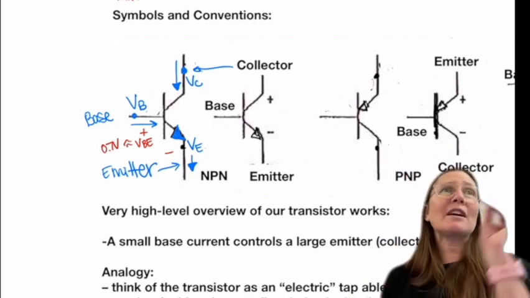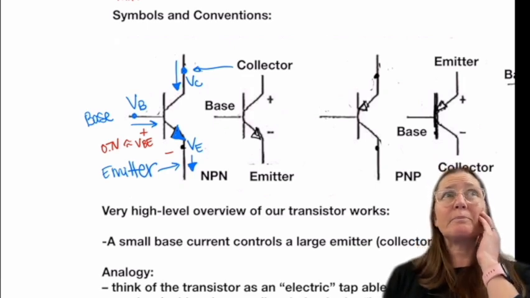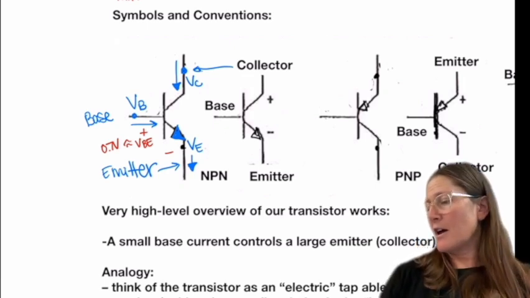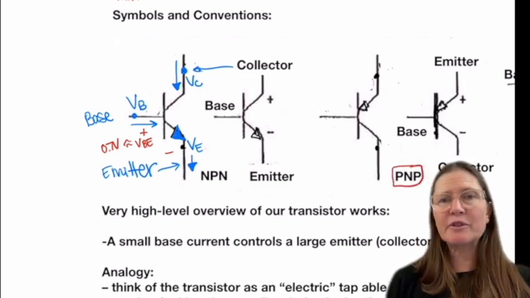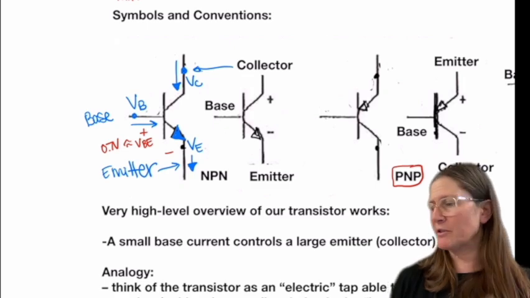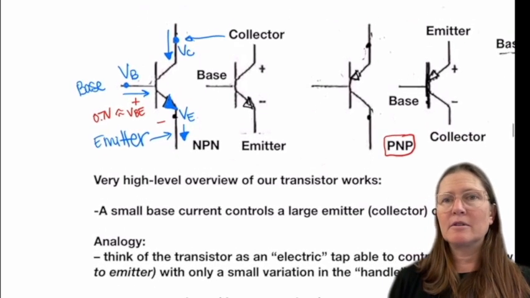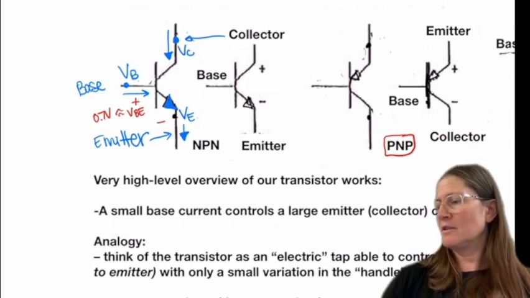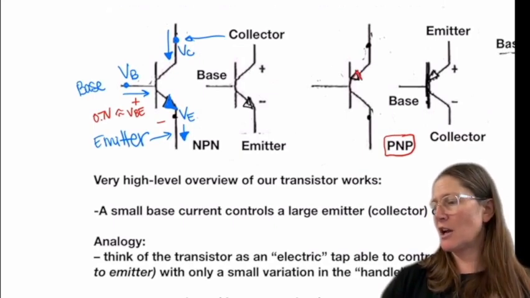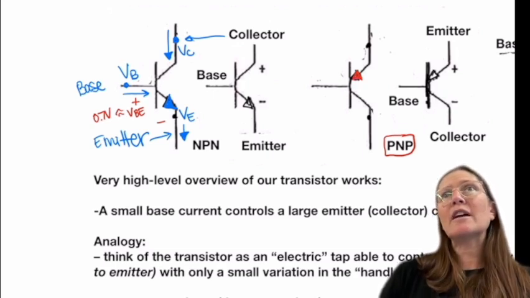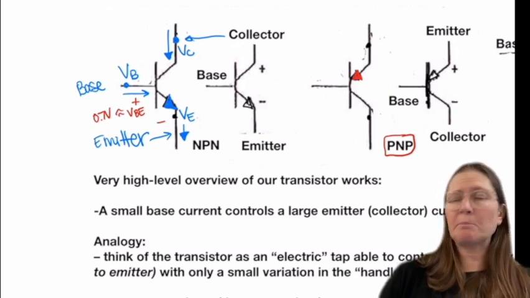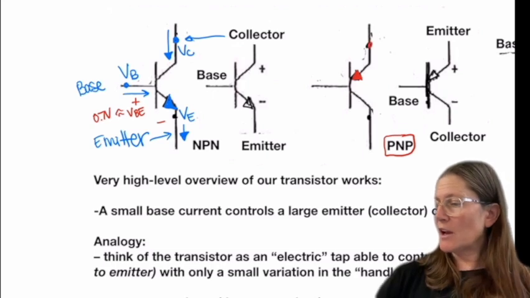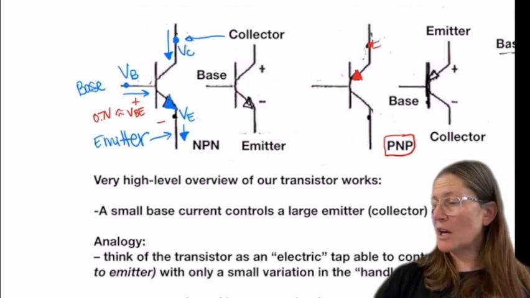So we use that to actually solve this circuit. Then this is the PNP. What do you notice is the difference here? Correct. The diode is going in, and that is how you differentiate it. If it goes in, it's a PNP. The side of the arrow is still the emitter side.